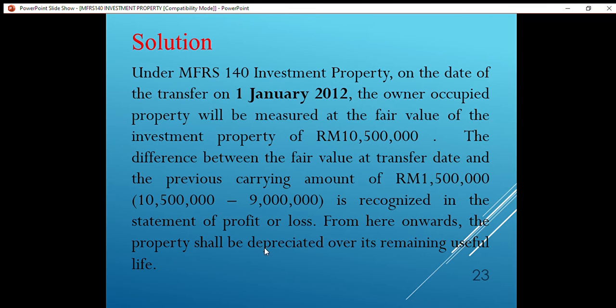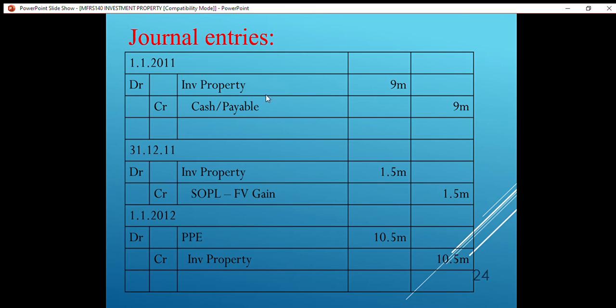So let's have a look at the journal entries. On 1st January 2011, that is on the date of purchase of the property, we have to debit the investment property 9 million, the initial cost, and credit cash or payable 9 million.